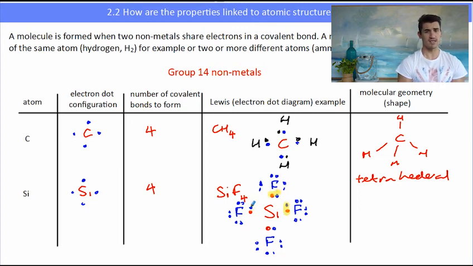Here I've highlighted the bonding electrons because those electrons are involved in the bond between silicon and fluorine. The other electrons, which will be highlighted, are the non-bonding electrons.